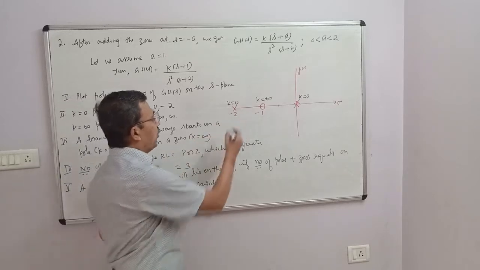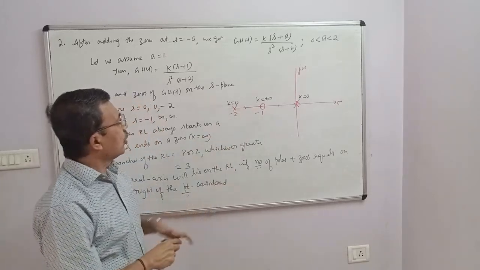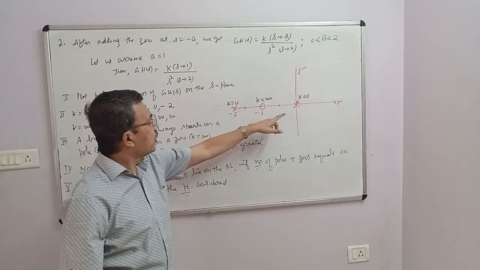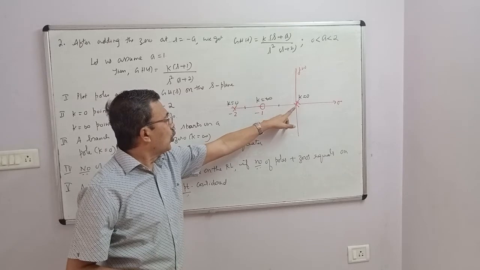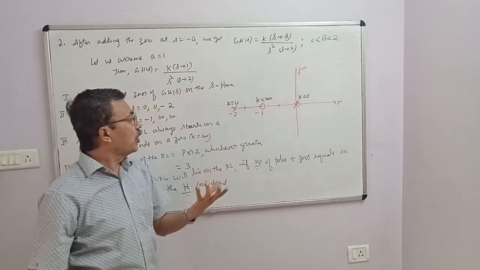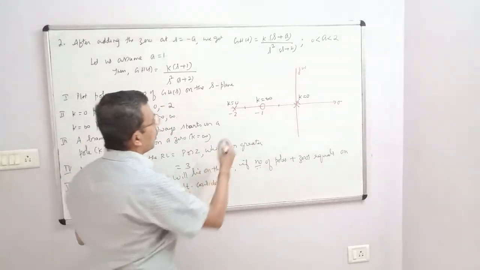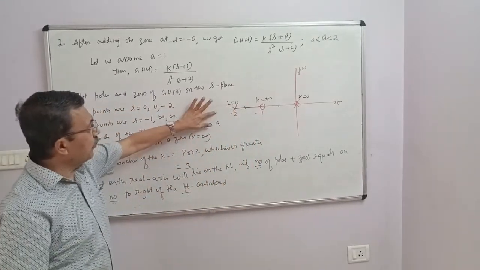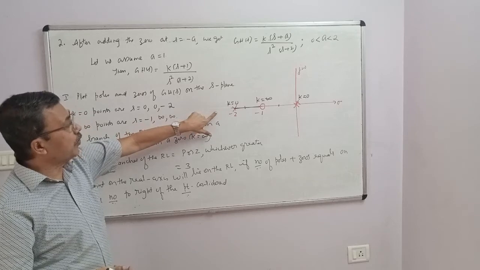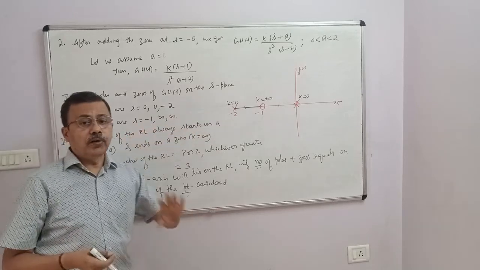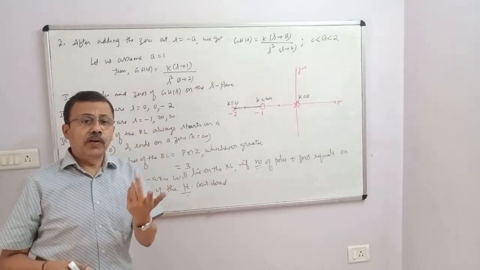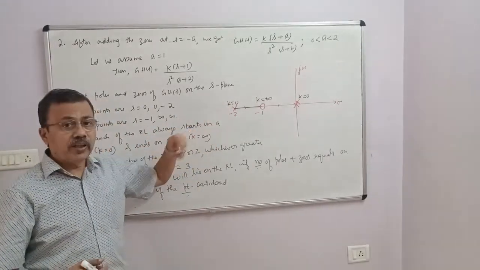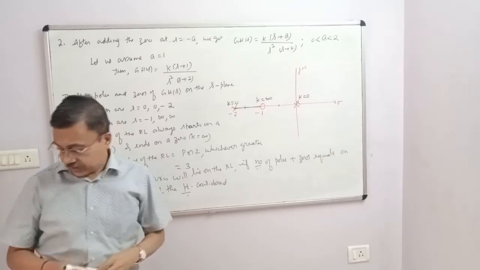Take a point between -1 and -2. Look to the right of this point. There are two poles and 1 zero. 2 plus 1 is equal to 3. Therefore, root locus will lie between -1 and -2. You take a point to the left of -2 and see to the right of that point, you have got 3 poles plus 1 zero. 3 plus 1 is equal to 4, even number. Therefore, root locus will not lie to the left of -2. So, real axis locus is now sketched.